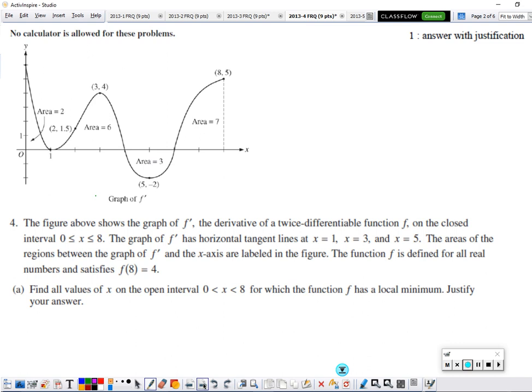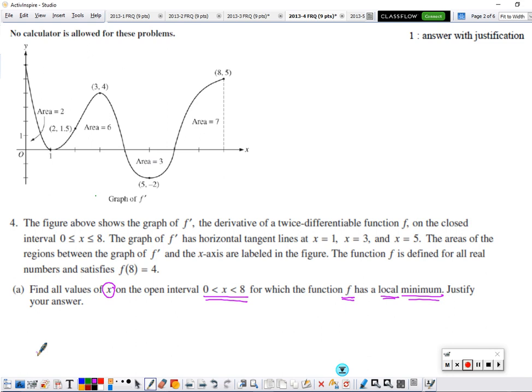Find all values of x. So I'm going to circle that. Find all values of x from 0 to 8, for which f, that's important, has a local max. No, sorry, local min. I about made the same mistake. Find all values of x on the interval for which the function has a local min.